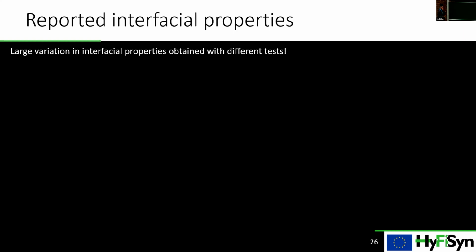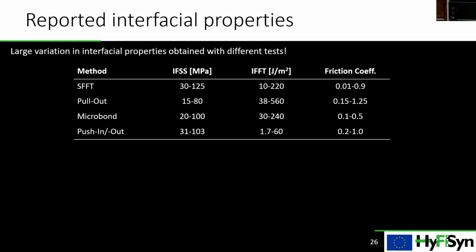Okay, so from all these tests, we can get interfacial properties. But if you go through the literature, you can see that there is a large variation in the reported interfacial shear strength, interfacial fracture toughness, and also the friction. If you have a quick look at the reported data from the literature, you can see and compare that there is a big variation in the interfacial shear strength, fracture toughness, and also the friction coefficient for the same kind of material throughout the literature.